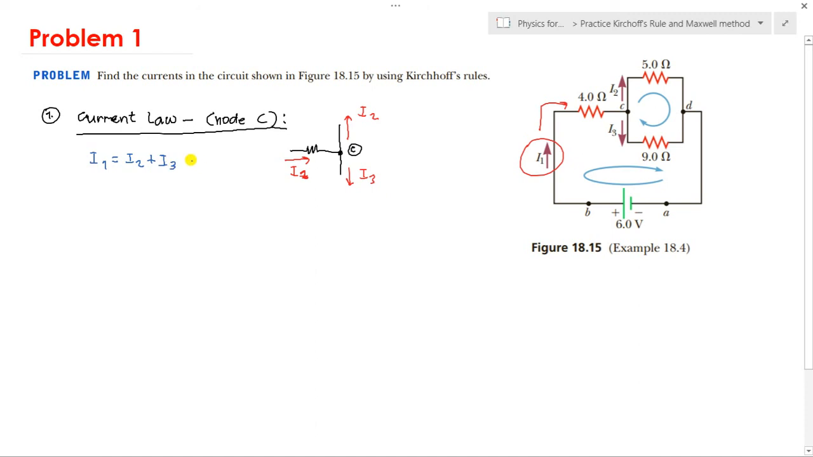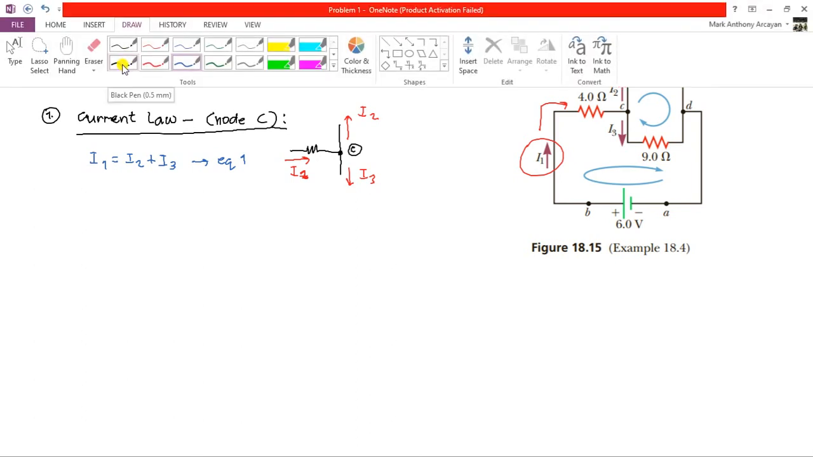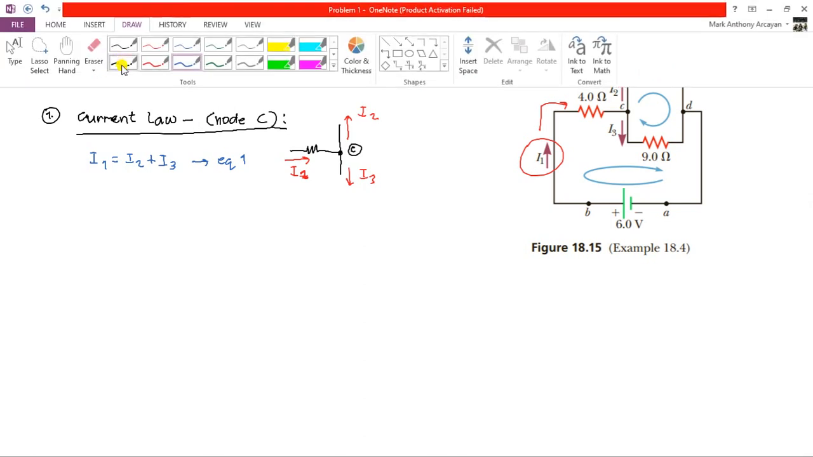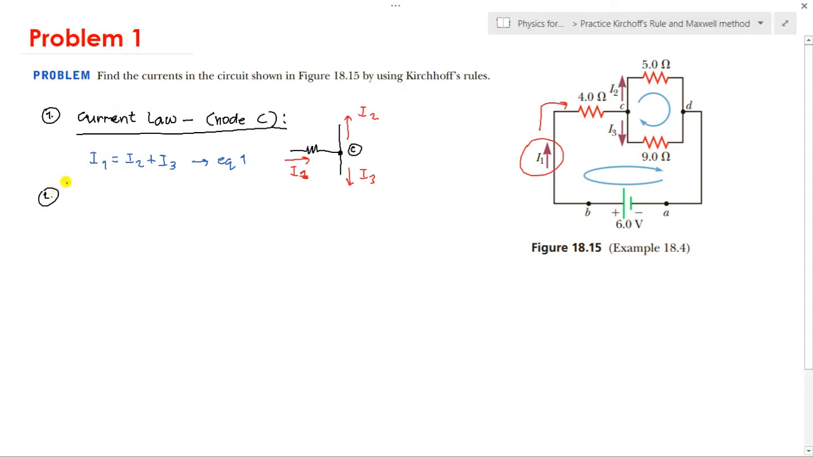So we have three unknowns here. We need at least three equations. So we label this as our equation 1, which leaves two more equations that we need. If we use another node, we would just go back and forth. For example, if you use node D, it is just I2 plus I3 equal to I1, the same as what we got from node C. So to avoid going around in circles with your solution, let's proceed to the second law.